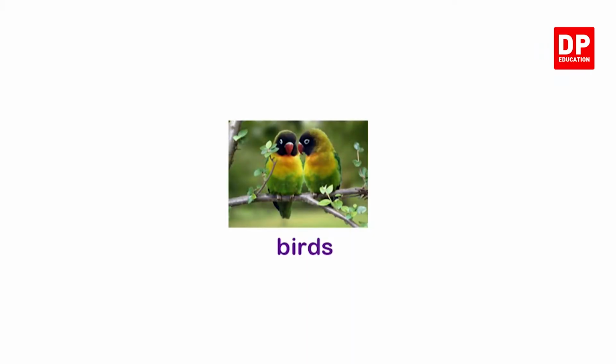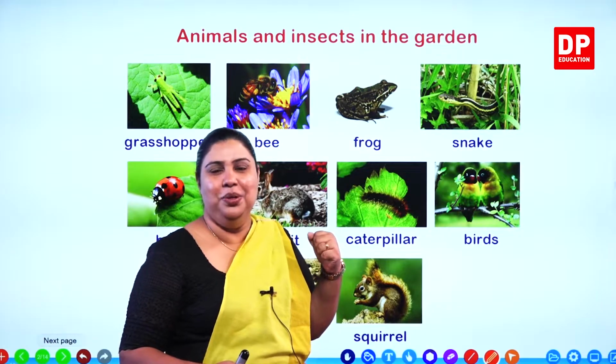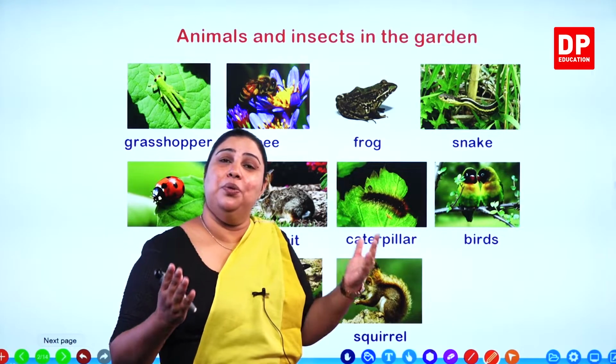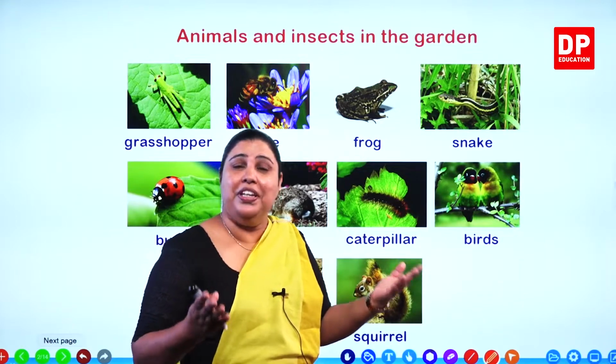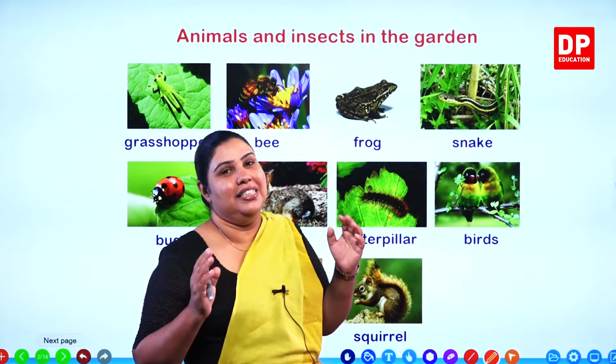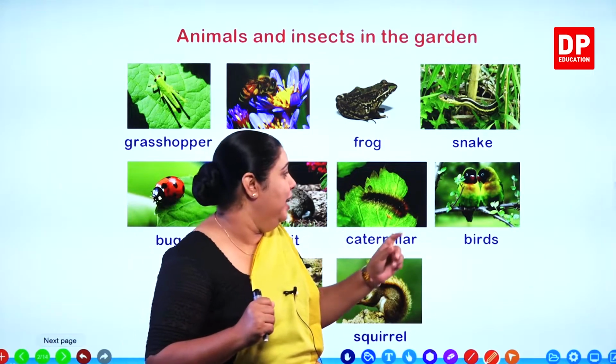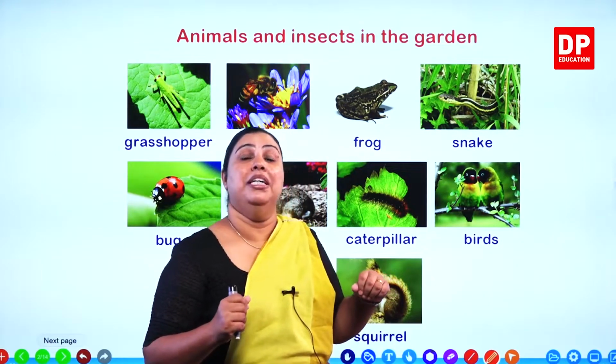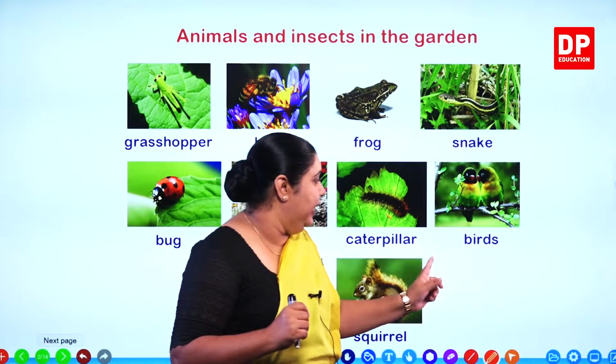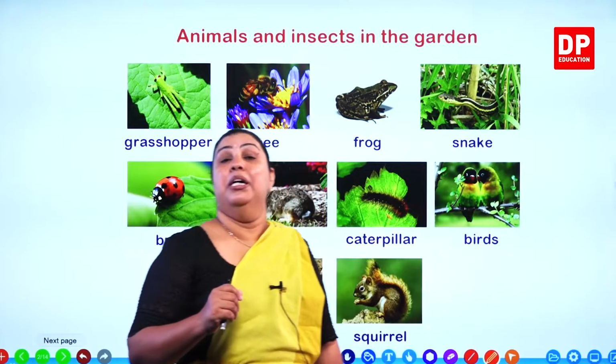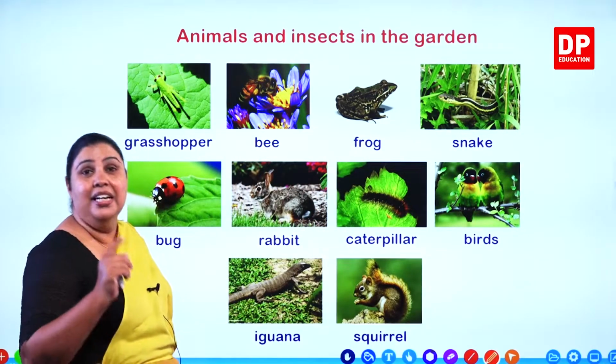Oh, then we have birds. We always see birds in our garden. Isn't that so? They come flying and they are in beautiful colors, beautiful feathers they have. And it's a beautiful sight to see birds coming to our garden. Birds, kurullo. Neda putte? B-I-R-D-S. Birds. That is how we write the word birds.